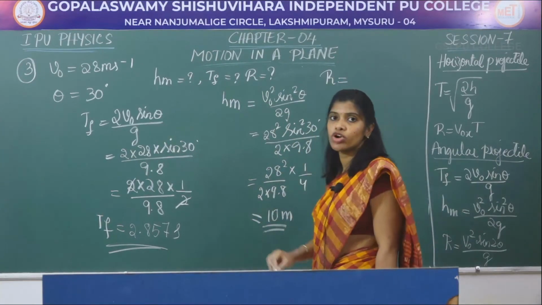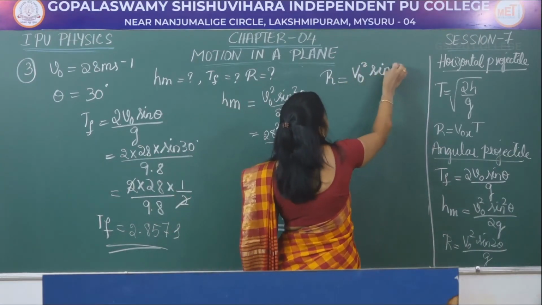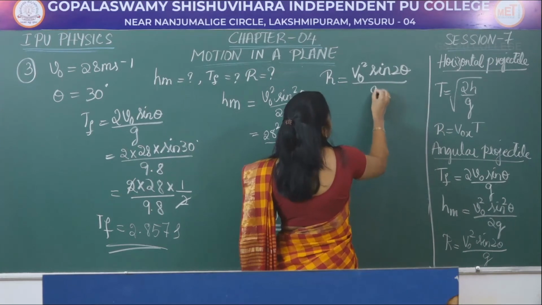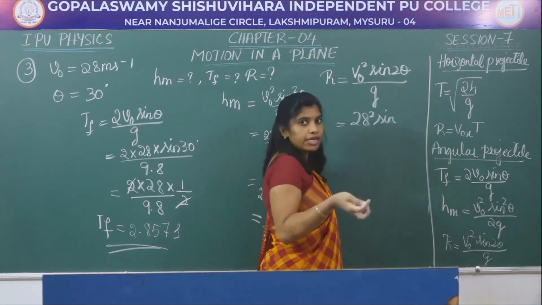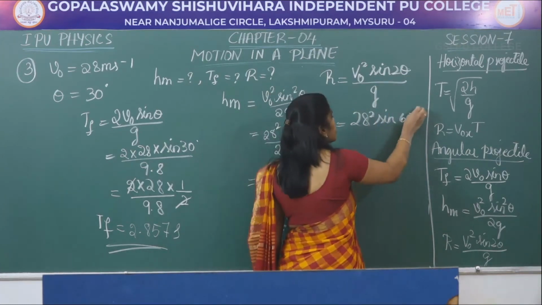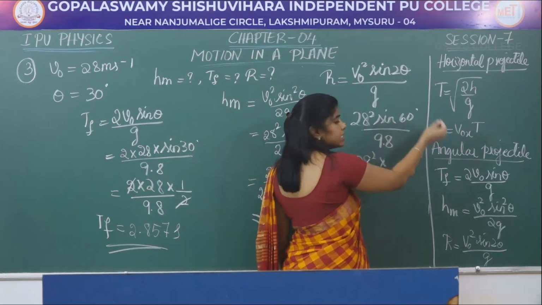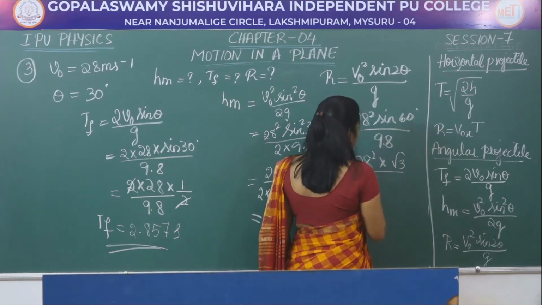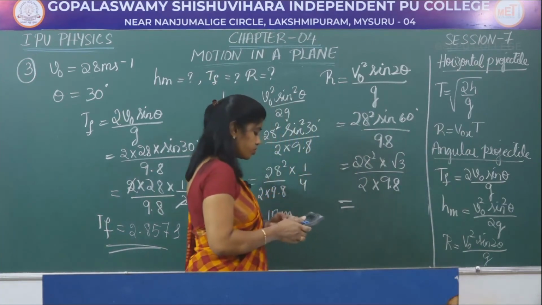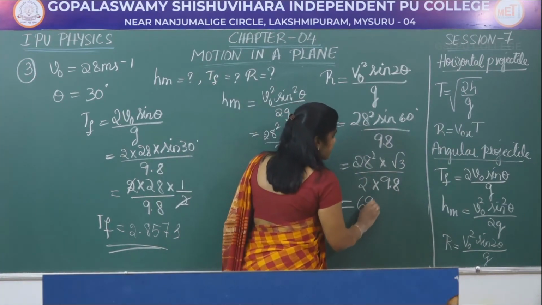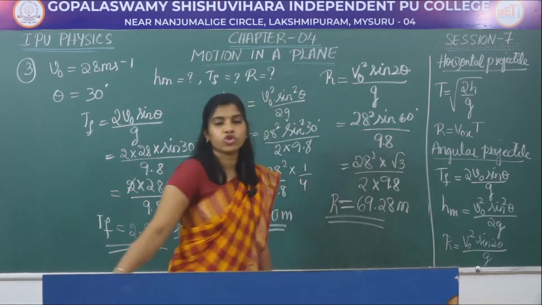Coming to the horizontal range, it is given by the formula V naught square sin 2θ by g. V naught square is 28 square, sin 2θ, θ is 30 degree, into 2 is 60 degree, divided by 9.8. So 28 square into sin 60 is root 3 by 2, into 9.8. Let us find out its value. So its value will be 69.28 meter. So this is the horizontal range.